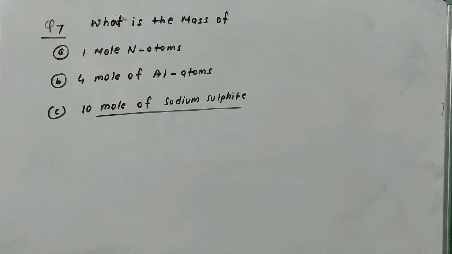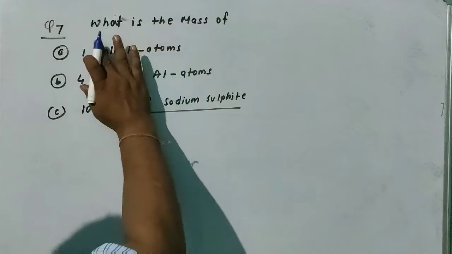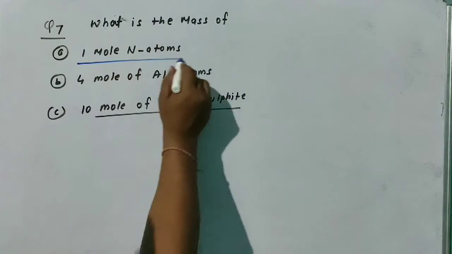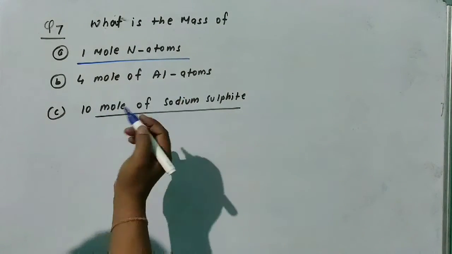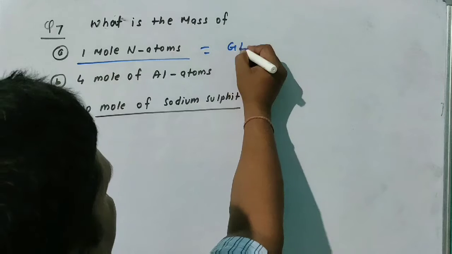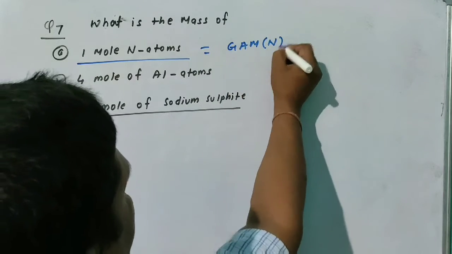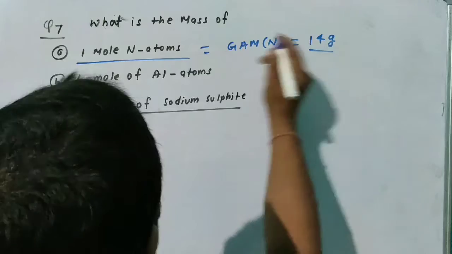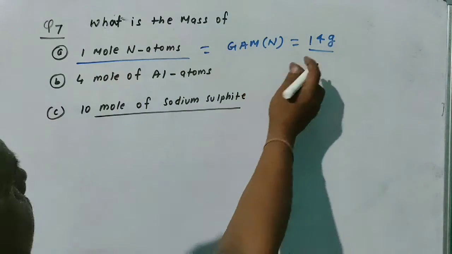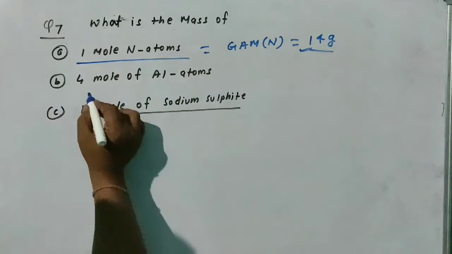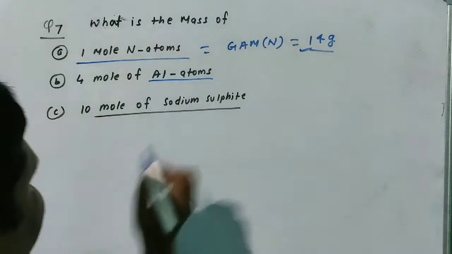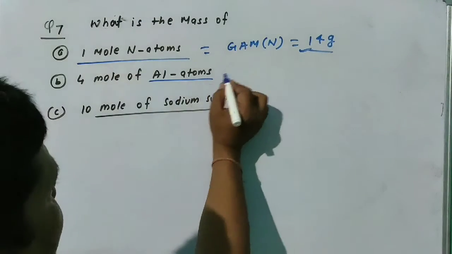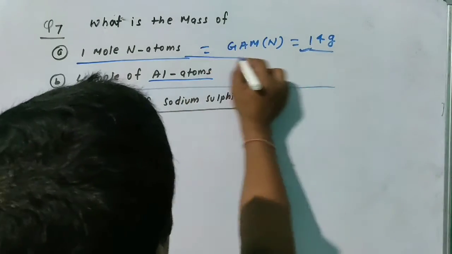Next is find the mass. What is the mass of 1 mole of nitrogen atom? 1 mole nitrogen atom, that is the gram atomic mass of nitrogen, and gram atomic mass of nitrogen is 14 gram. So 1 mole of nitrogen atom, that is equal to 14 gram. 4 mole of aluminium atoms we can calculate here.